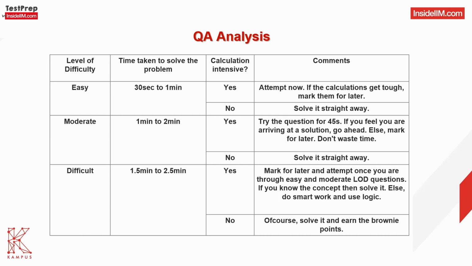Lastly, for QA, break the test as per the level of difficulty and go by the following approach. The questions in QA could be divided into 3 categories, that is easy, moderate, and difficult. Now, for the easy questions, you should target a time limit of 30 seconds to 1 minute for solving the question. Ask yourself if the question is calculation intensive.